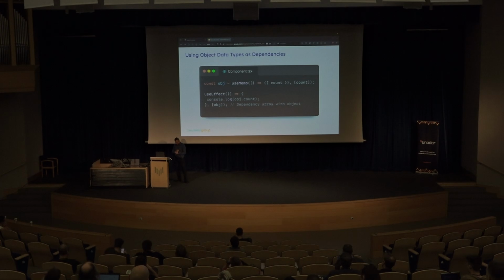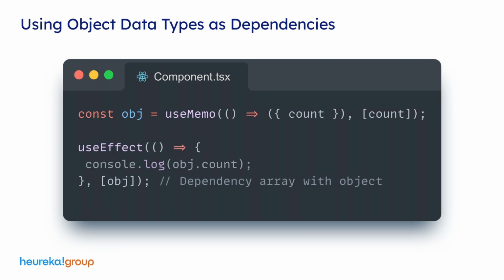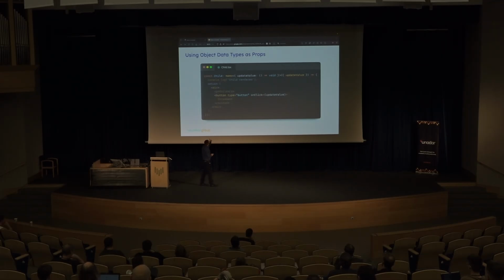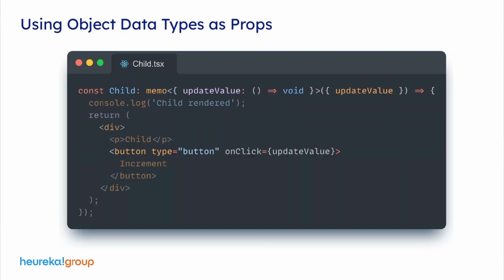To ensure that React can recognize that it is stable during renders. The same issue is here when we pass object data types as props to a component. Here, this child memoized component, wrapped by React.memo, consumes an update value function. It's a function, so an object data type again, and it is triggered by clicking the button, here on the click prop.